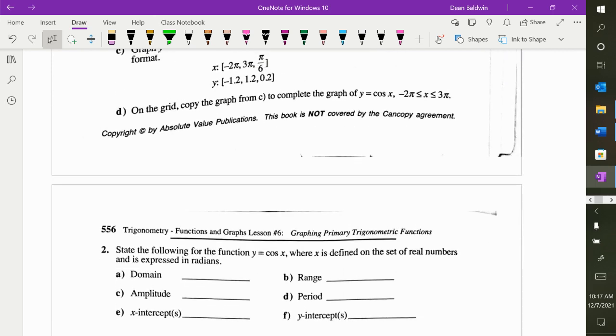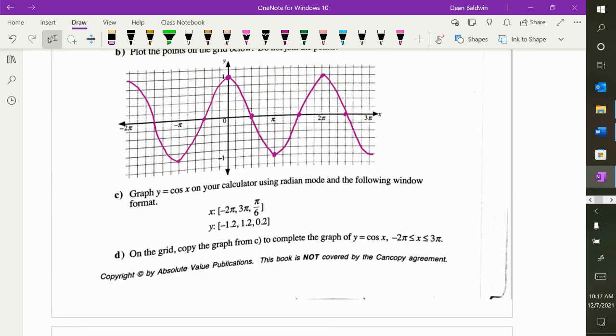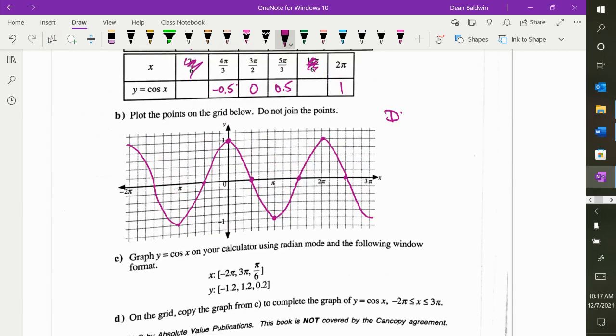Okay, we'll quickly do the domain and range, and then we're done for today. What's the domain of this graph? I'm going to write it right here. Domain is all real numbers, negative infinity to positive infinity. What's the range? Negative 1 to positive 1. It's the same as the sine graph. They oscillate between 1 and negative 1.